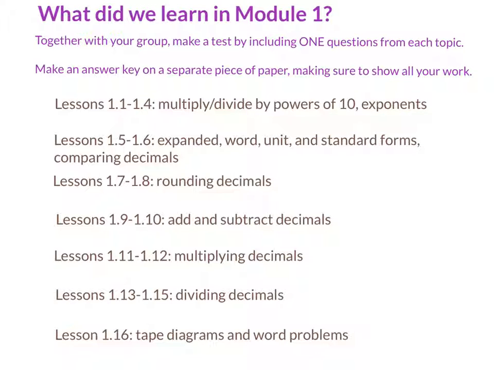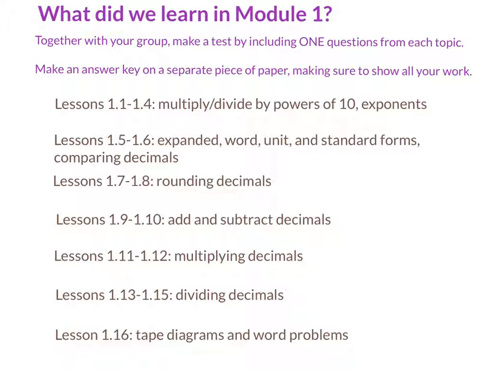Looking at this list, how many different topics did we learn? 1, 2, 3, 4, 5, 6, 7. So you are going to make a sample test with 7 problems. Here's the thing. You're not making up the problems. You're going to go through lessons 1.1 through 1.4 and look at all the problems in the workbook, and find the one that best tests if someone is able to multiply or divide by powers of 10 and exponents. Then you're going to go through 1.5 and 1.6 and look for the problem that best tests this skill. Does that make sense?